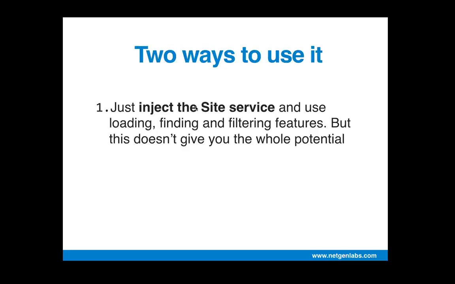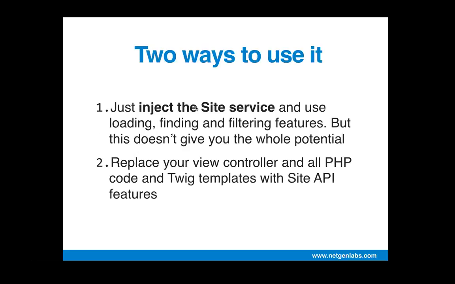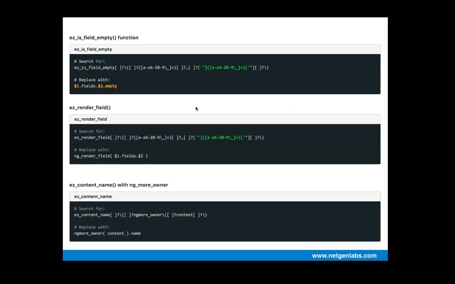So the other way is to replace your view controller with the Site API view controllers. But this requires that all of your PHP code in the controller and all the Twig templates are using Site API value objects. So for existing code, this will take a bit of time to replace. But then you don't need to worry about loading the Site API. The view controller of the Site API will load the appropriate value object and things like that.